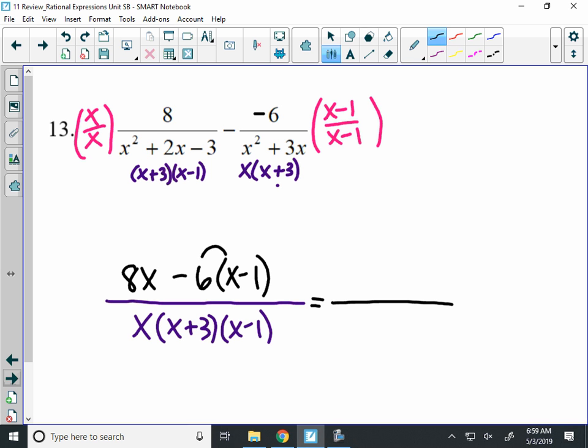Now I'm going to simplify my numerator. I cannot cancel things. Don't be that person that crosses things off right here. You're not allowed to do that. You can only cancel things once you have collected like terms and you're in fully factored form. Right now our numerator is not in factored form. When I distribute there, I'll have minus 6x plus 6. So when I combine like terms, 8x minus 6x is 2x plus 6. And then my denominator stays the same for now.